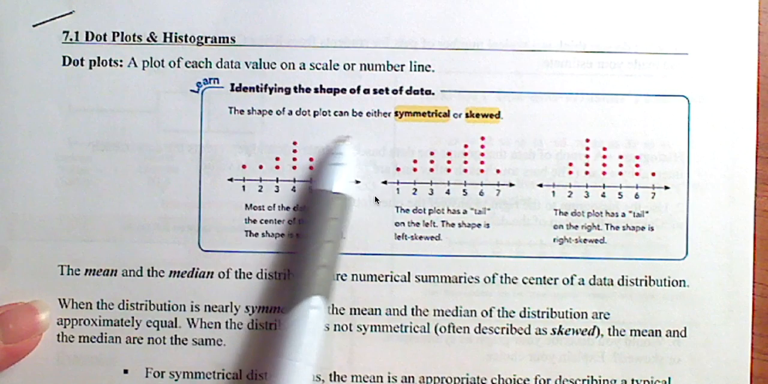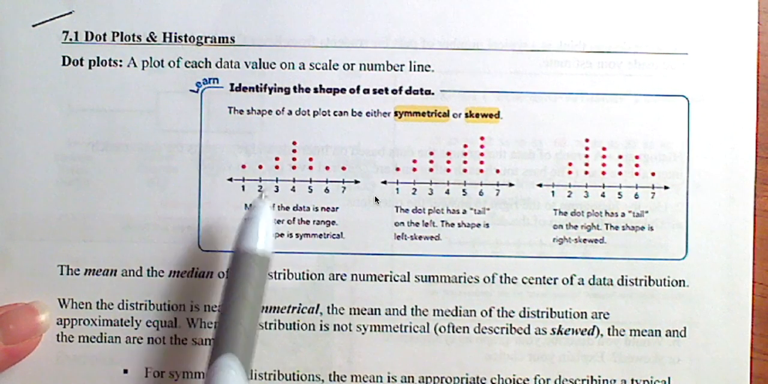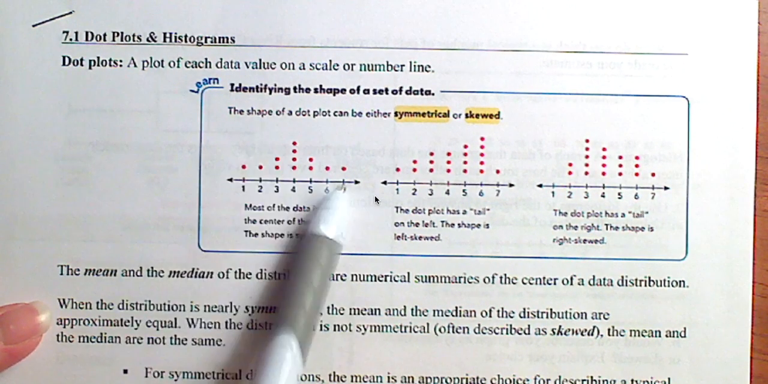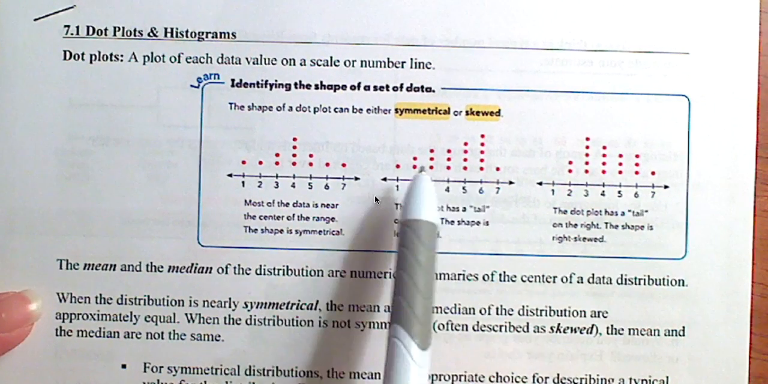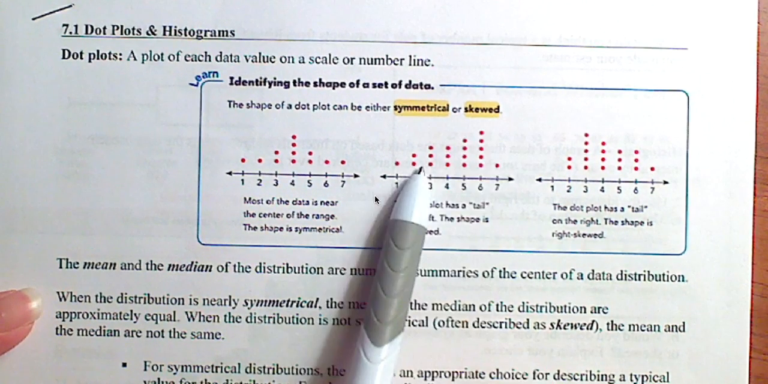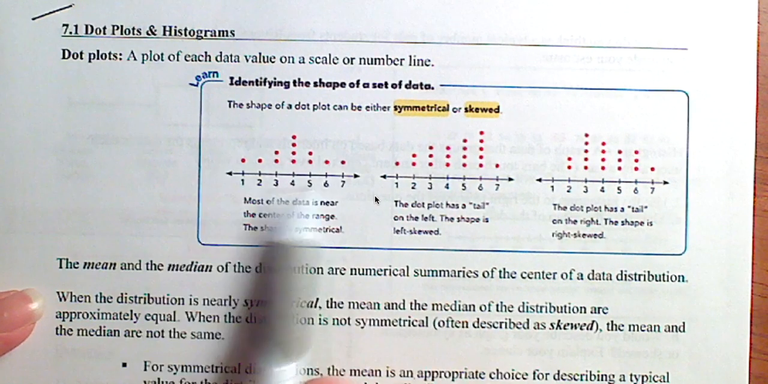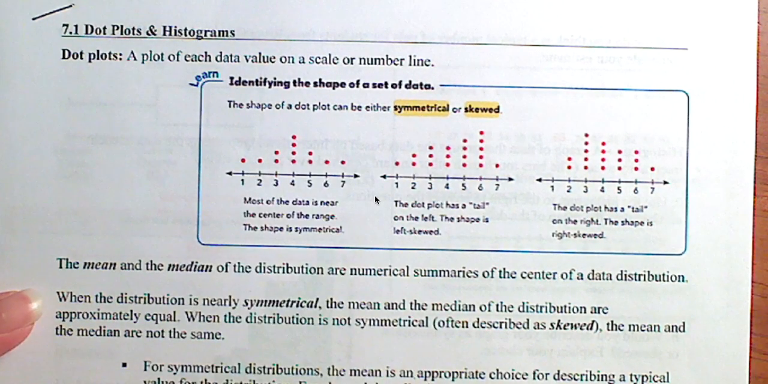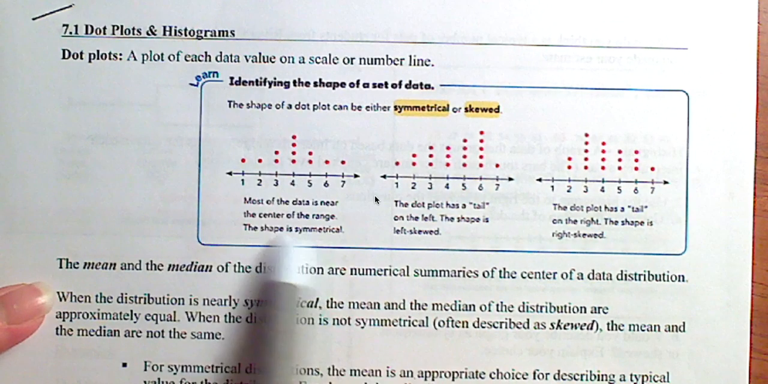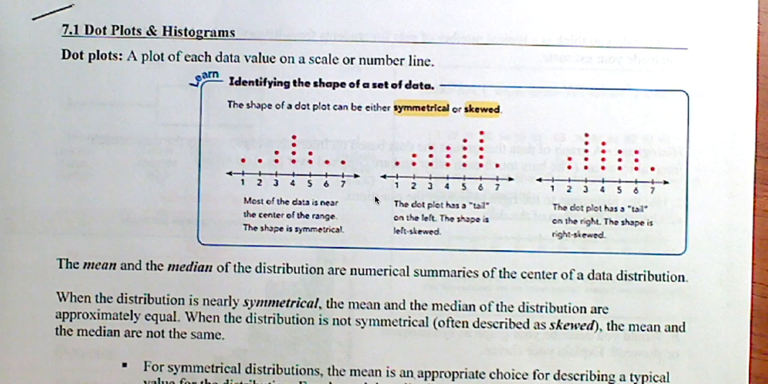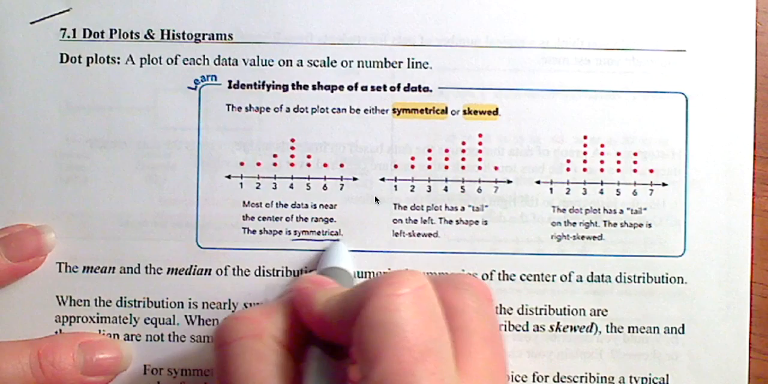The shape of a dot plot can either be symmetrical, like this one, which means you could kind of fold it in half and it'd be the same on either side, or skewed. These two are both skewed. So most of the data in a symmetrical dot plot is near the center of the range. This shape is symmetrical, okay? So let's underline that, symmetrical.